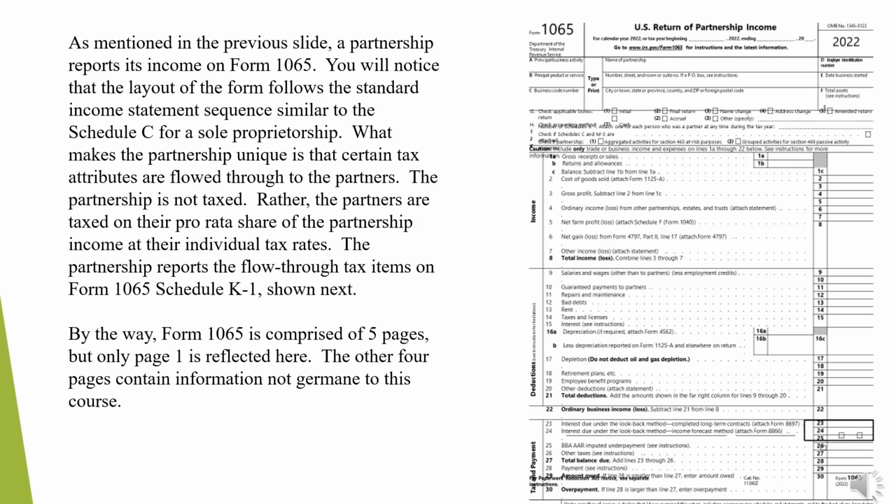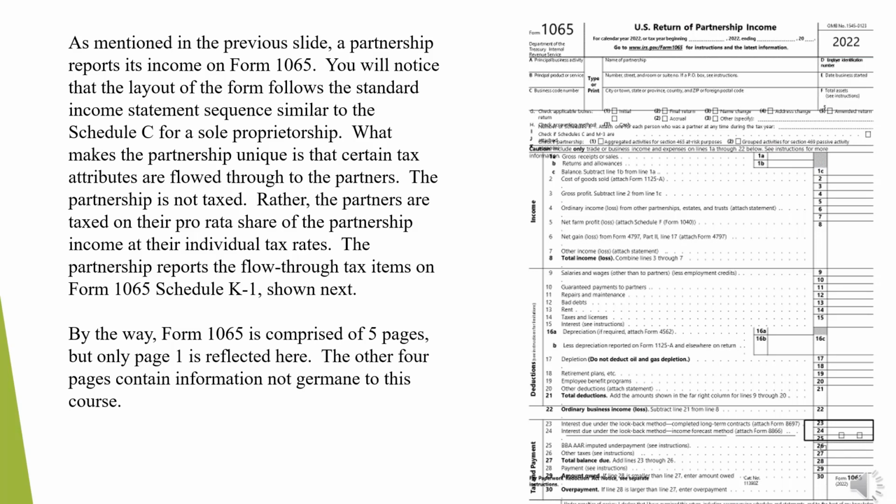The form looks similar to the Schedule C. It has first the income calculation, and then in the second section, the deductions or the expenses of running the partnership. And then any tax or payments made by the partnership to show any balance due. Now, again, I say that the partnership is not taxed on the income itself. So the taxes would be something that would be unique to this particular partnership, and we won't go into the various types of taxes.